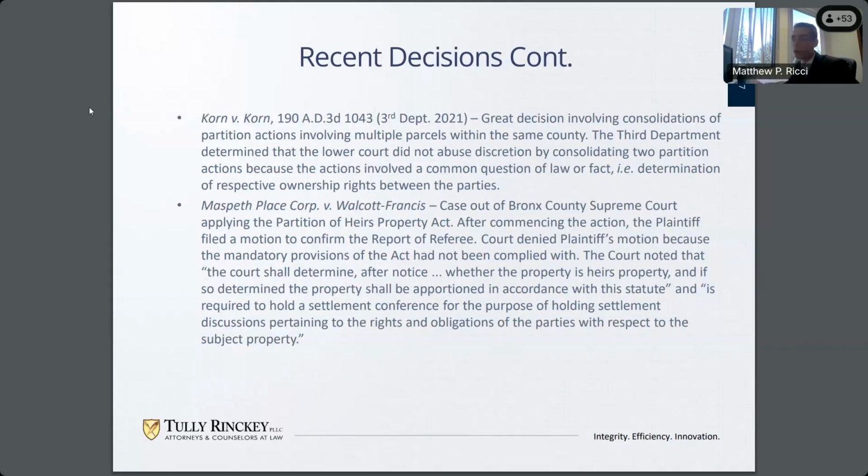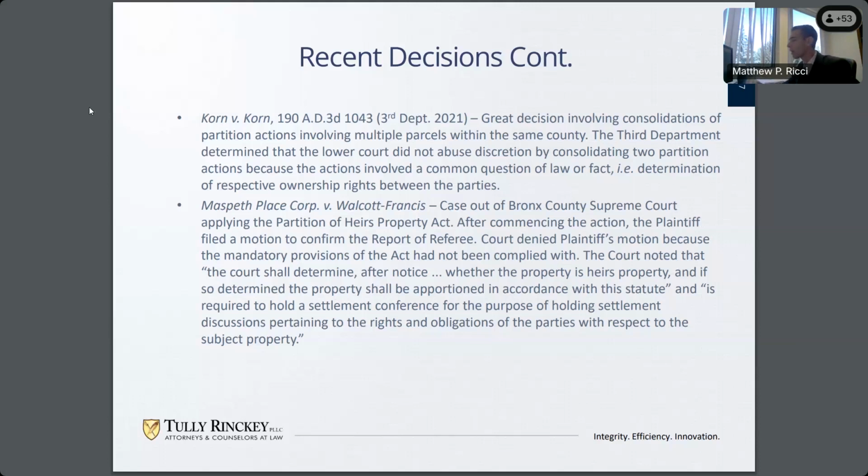So we have Korn v. Korn. This was a 2021 decision out of the Third Department. I thought this was a great decision involving consolidation of partition actions when it involves multiple parcels within the same county. The decision didn't focus on that altogether. It was just a little portion of the decision, but essentially the Third Department determined that the lower court did not abuse its discretion by consolidating two partition actions.